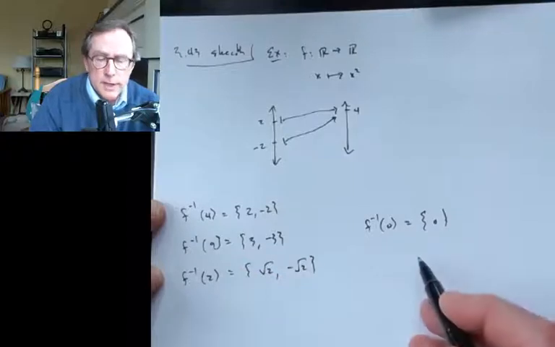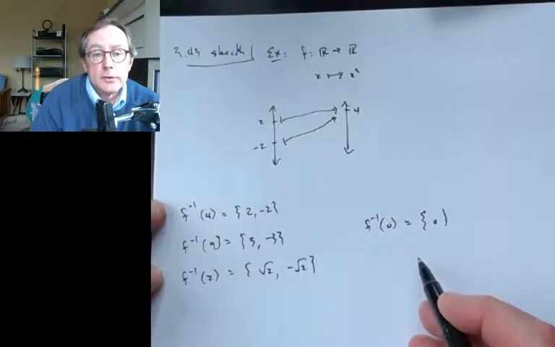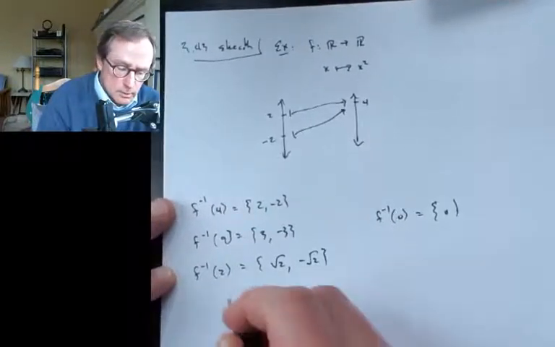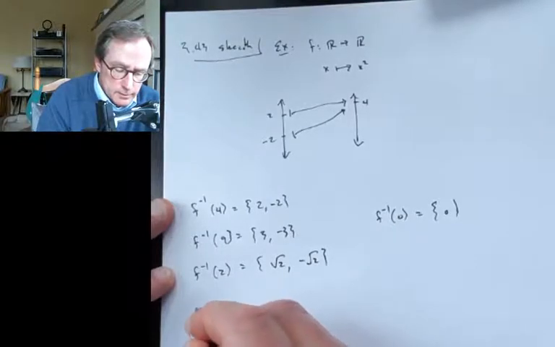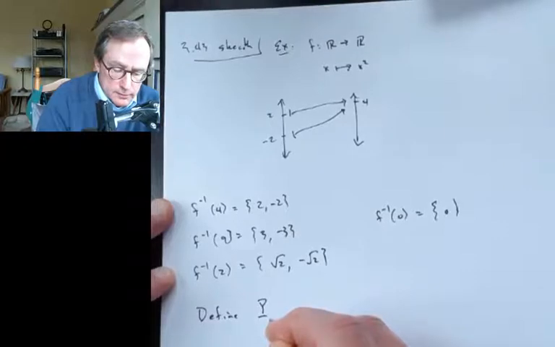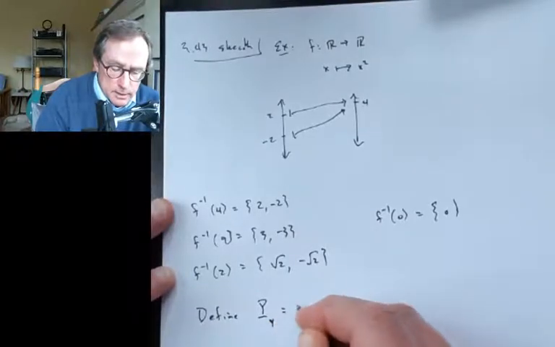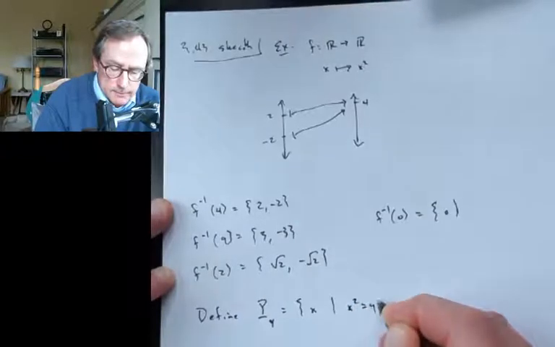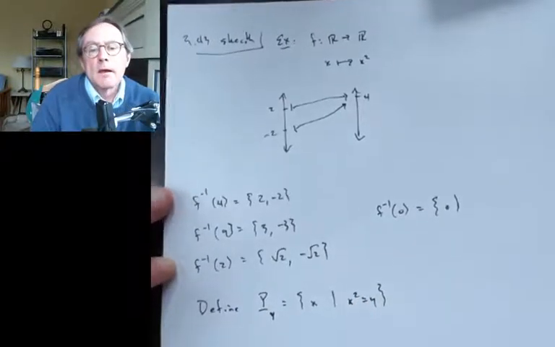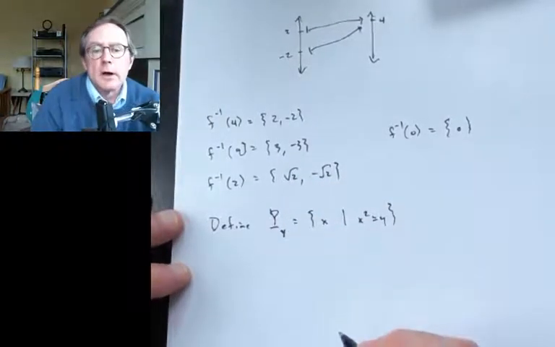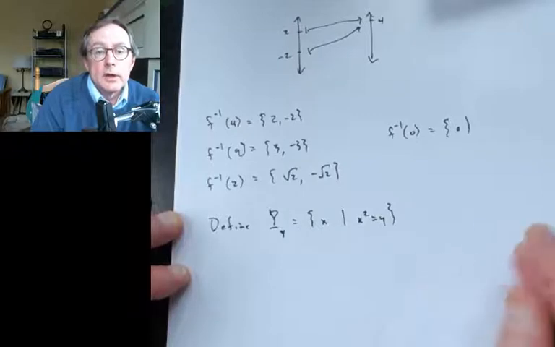This splits the reals up into infinitely many parts, each, with one exception, of size 2. So we can define P sub y to be the set of x's where x squared equals y. And the P sub y form a partition of the domain.